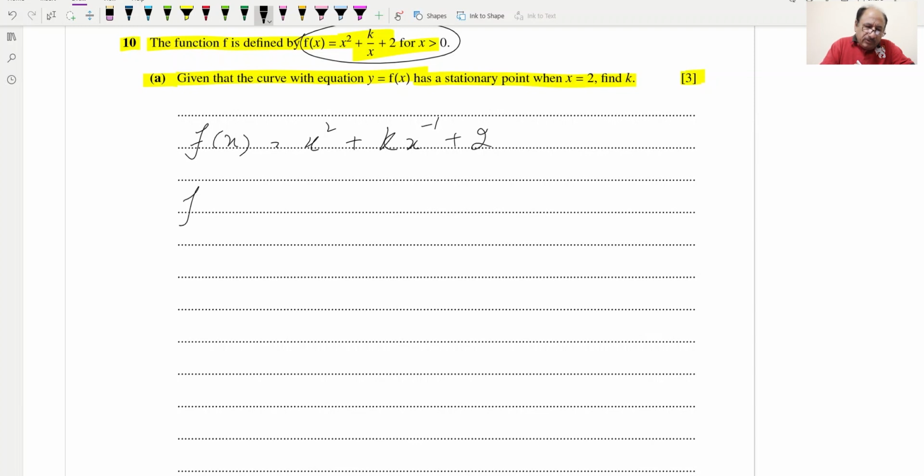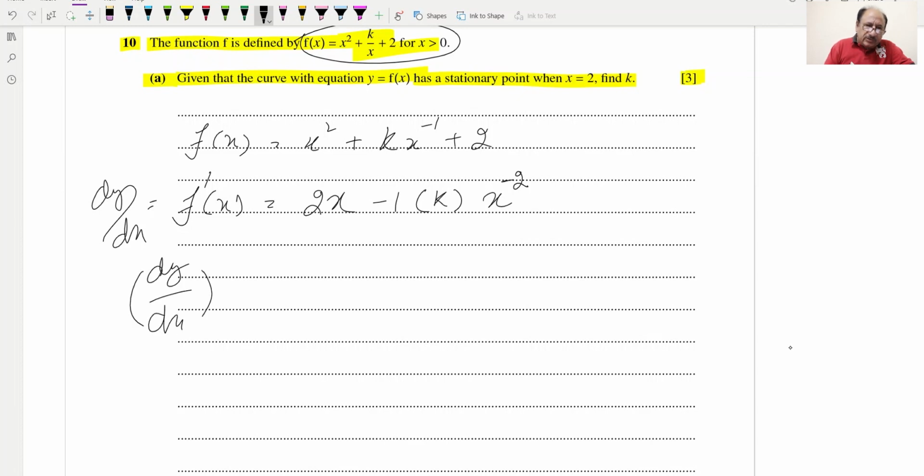Now we will take the derivative, which is f dash of x or dy by dx. This is equal to 2x minus 1 into k into x raised to minus 2, and the derivative of the constant will be 0.